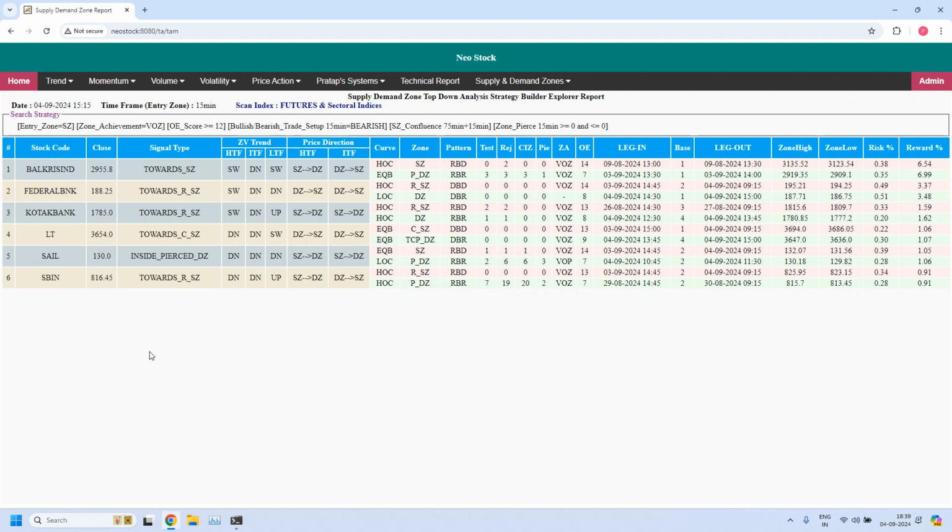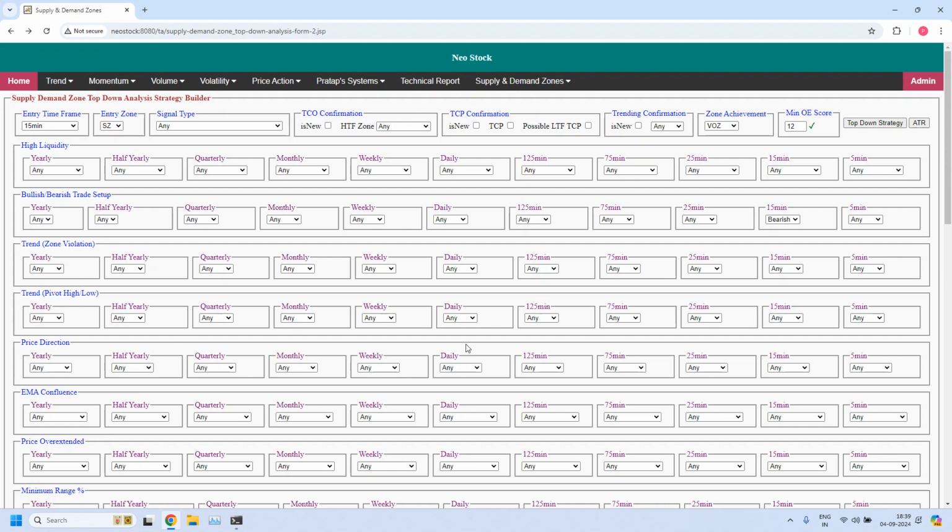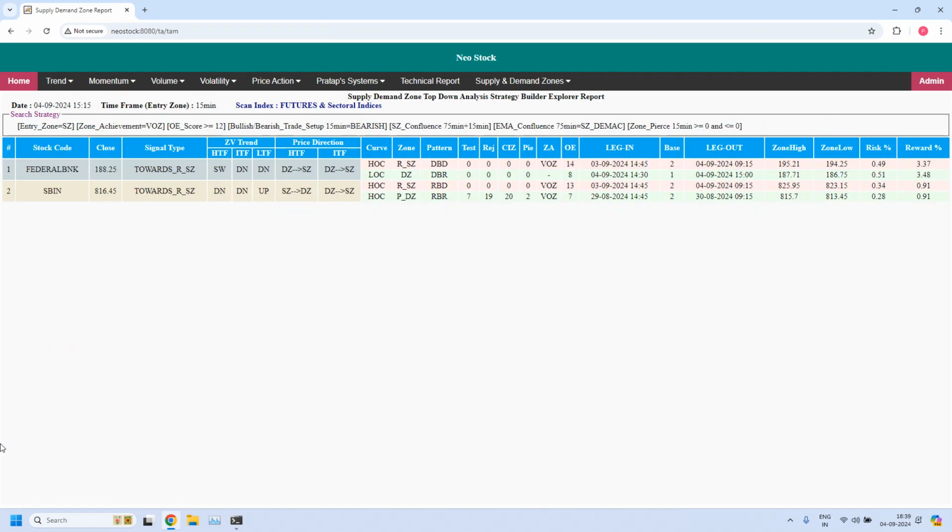Let's add one more filter for high probability setup, EMA confluence, because the ITF trend is downtrend and all LTF zones are now part of the ITF zone. That is what zone confluence. So let us verify 75 minutes supply zone is having any daily EMA confluence. So in the EMA confluence, 75 minutes time frame, I am looking for 75 minute supply zone with daily EMA confluence. So these 2 stocks are filtered.